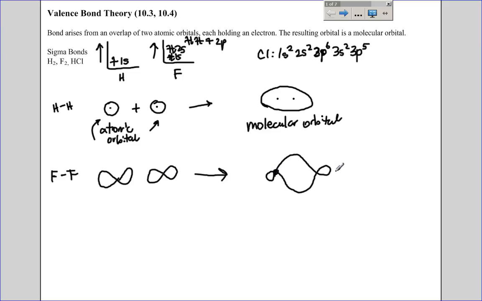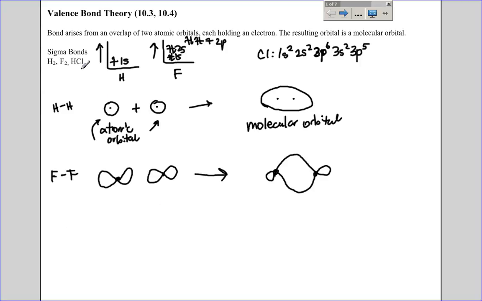The nuclei of the fluorine are still at the center point of where the p orbitals were. So as we can see in this molecular orbital of F2, we're more likely to find the electrons right in between the two nuclei, and there's less likelihood to find them in the outer lobes.